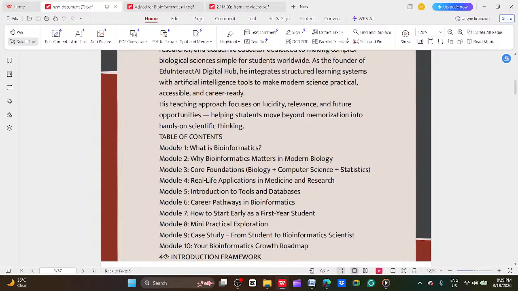So this course is organized into 10 to 15 modules. I discuss it in 10 to 15 modules to make it homely for us, because this is still a beginners level course. Module 1, we'll be talking about bioinformatics, and that is what we want to discuss today. Then after that, why bioinformatics matters in modern biology.